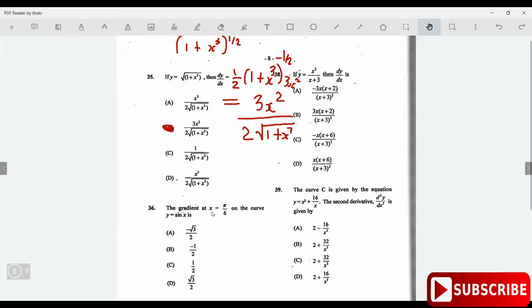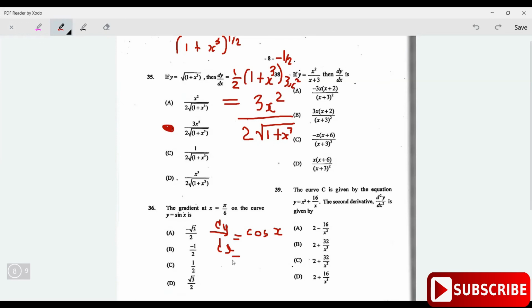It says the gradient at x equal pi by 6 for sine x is, first thing we have to differentiate y to get dy by dx. And when you differentiate sine, you're going to get cos. So dy by dx is cos x.